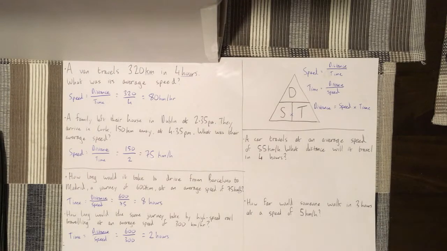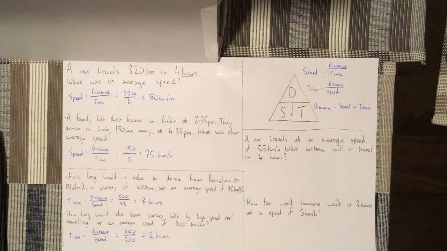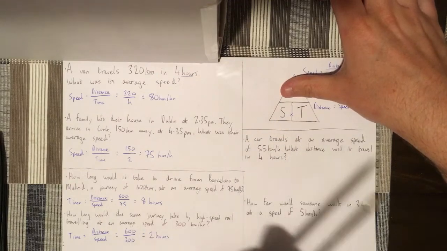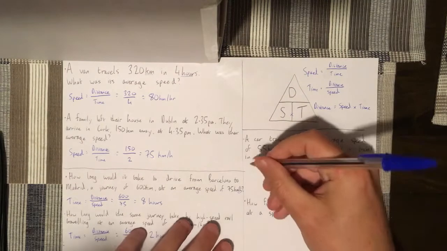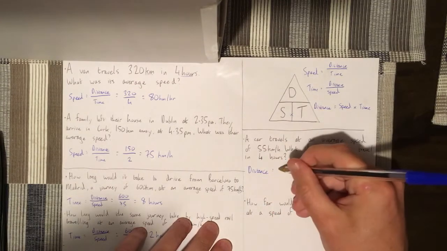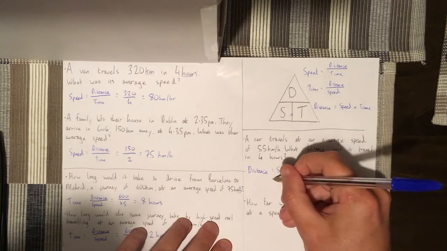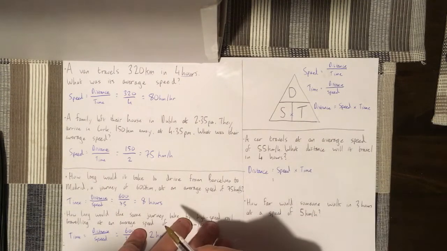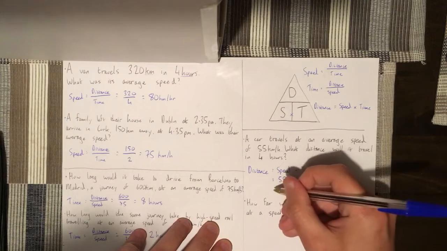Last one's then over here where I'm looking for distance. So a car travels at an average speed of 55 kilometers per hour. What distance will it travel in 4 hours? So cover up the D, you're left with S and T. So just remember these two are multiplied by each other. So distance is equal to speed multiplied by time. So that's equal to, my speed here is 55, my time is 4.